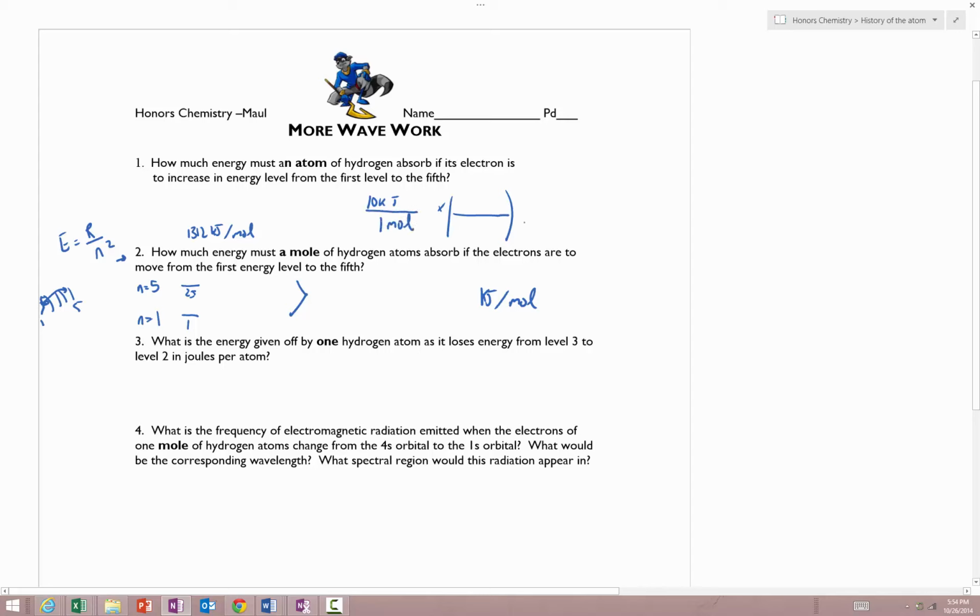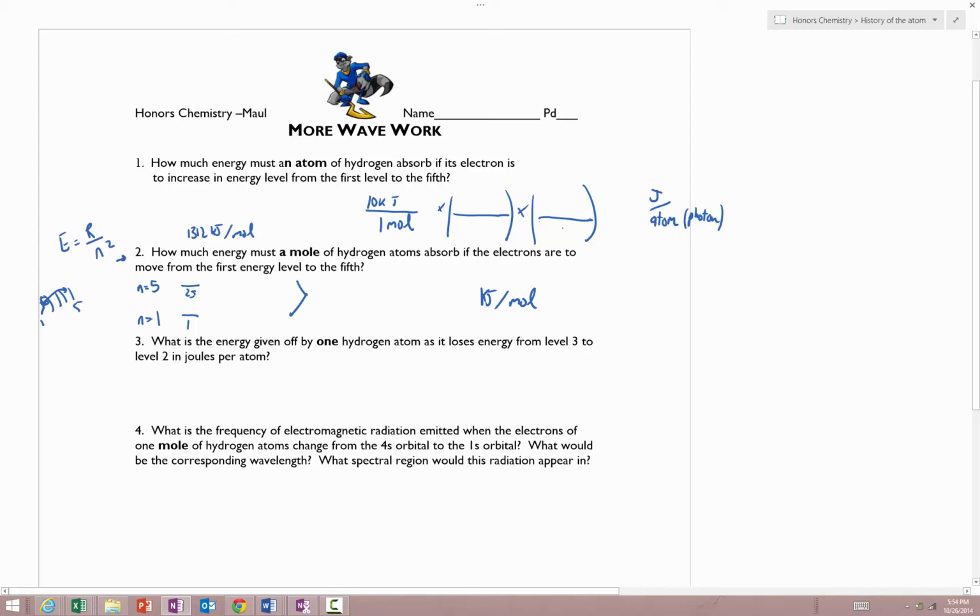Now with my units, my goal is to do some steps to get, at the end, joules on top, not kilojoules, and atoms on the bottom. As we talked about in class, there's one photon for each atom. So you want to come up with a couple of conversion factors to convert from kilojoules to joules, and from moles to atoms in the denominator.